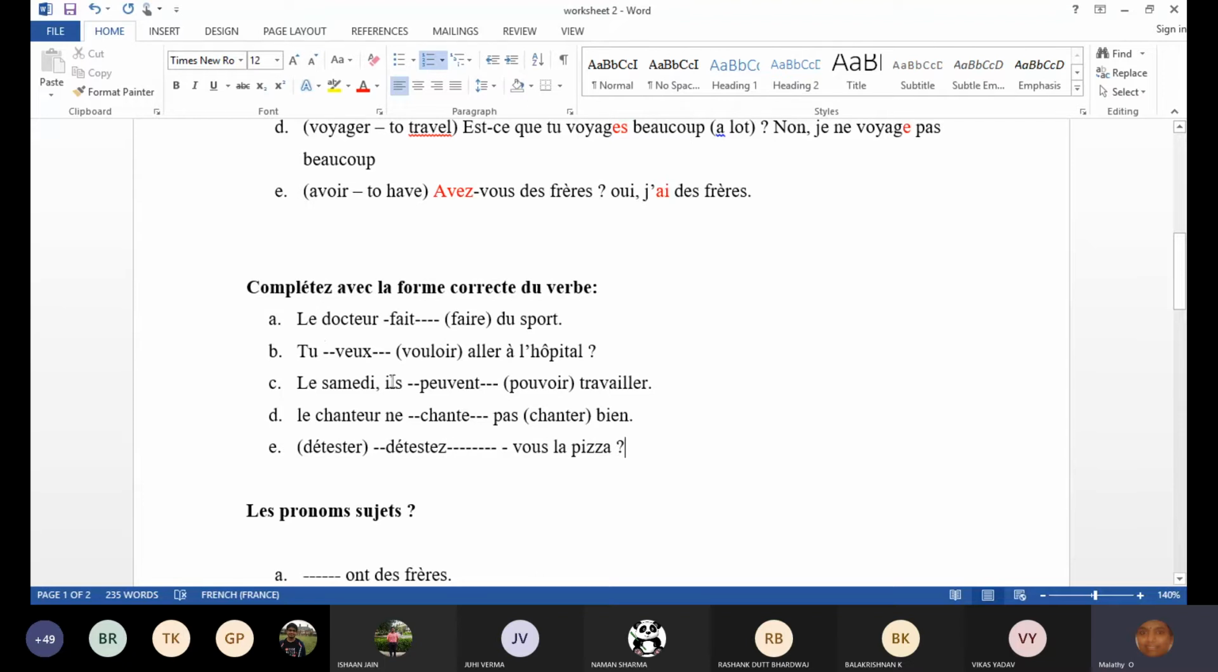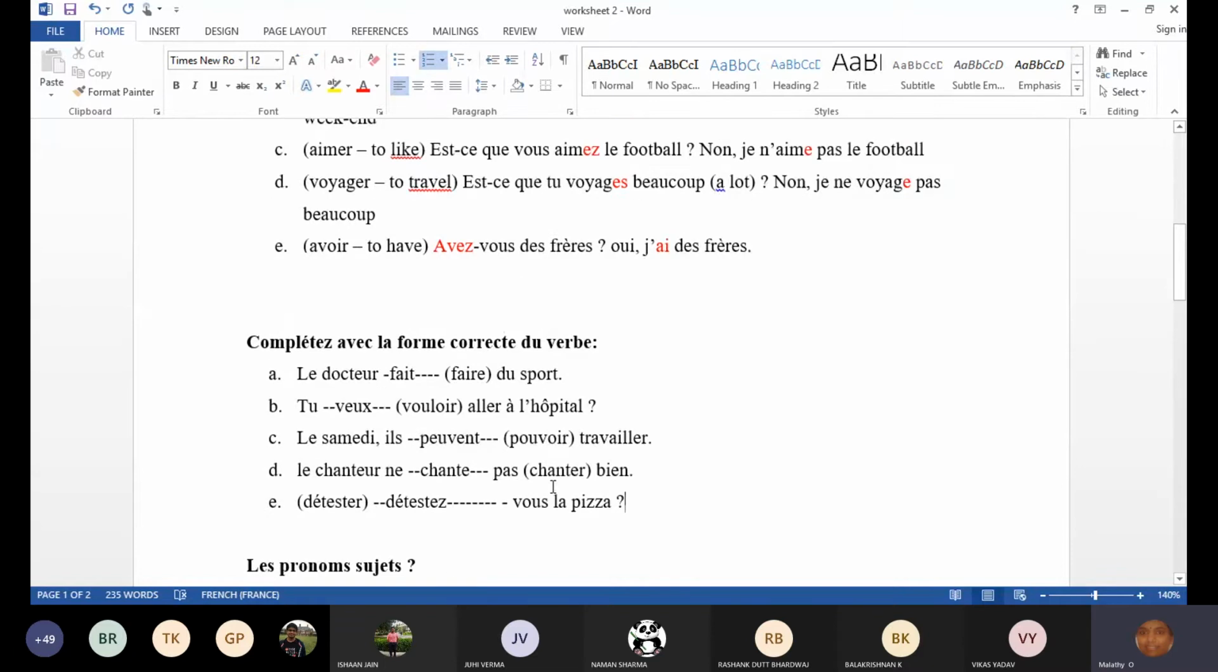So are you confident of doing such an exercise? Whatever may be the verb, you should be able to write the right form. Excuse me, ma'am, for the interrogative sentences, do we need to add est-ce que before the word? No need. It's already given in the inverse form.